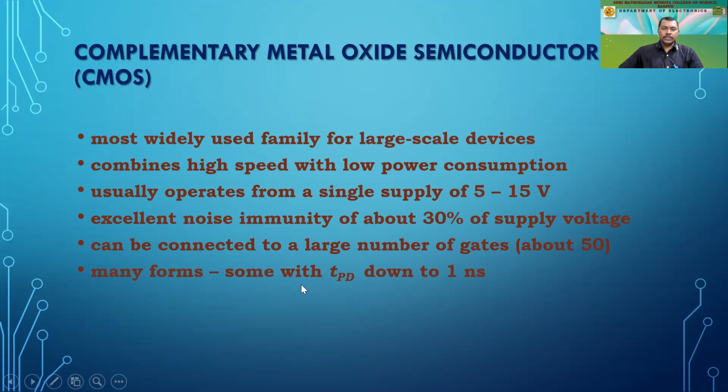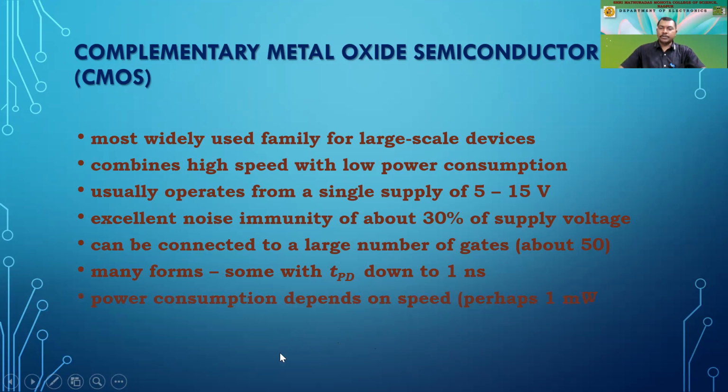Many forms, some with propagation delay time down to 1 nanosecond, right? So the propagation, that is the speed, is also very high. So 1 nanosecond is nothing. 1 nanosecond means 1 into 10 to the power minus ninth of a second. So just imagine this much speed can be achieved by using these complementary or CMOS digital ICs.